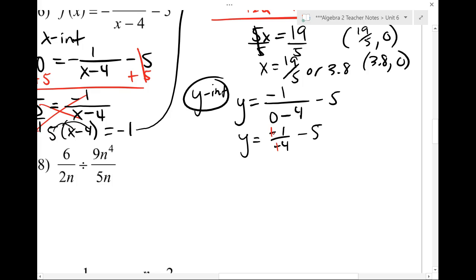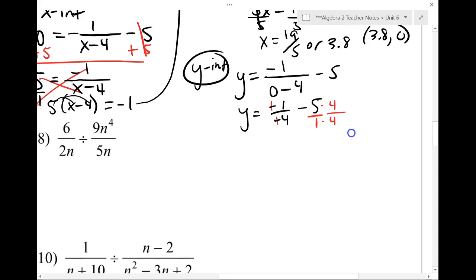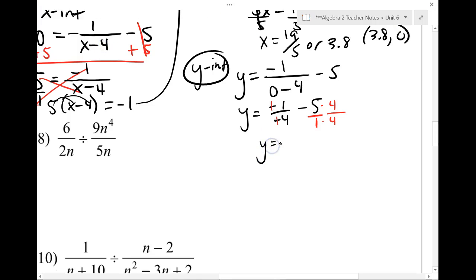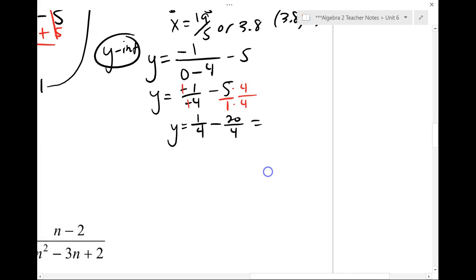A negative divided by a negative equals a positive. So that cancels out. And then in order to add a fraction and a whole number, I need to turn the whole number into a fraction and find a common denominator. So multiply that times 4 here and on the top, so I can make it into fourths. So now I'll have y equals 1 over 4 minus 5 times 4, which is 20. 1 times 4, which is 4. And then our answer will be 1 minus 20, which is negative 19 over 4.